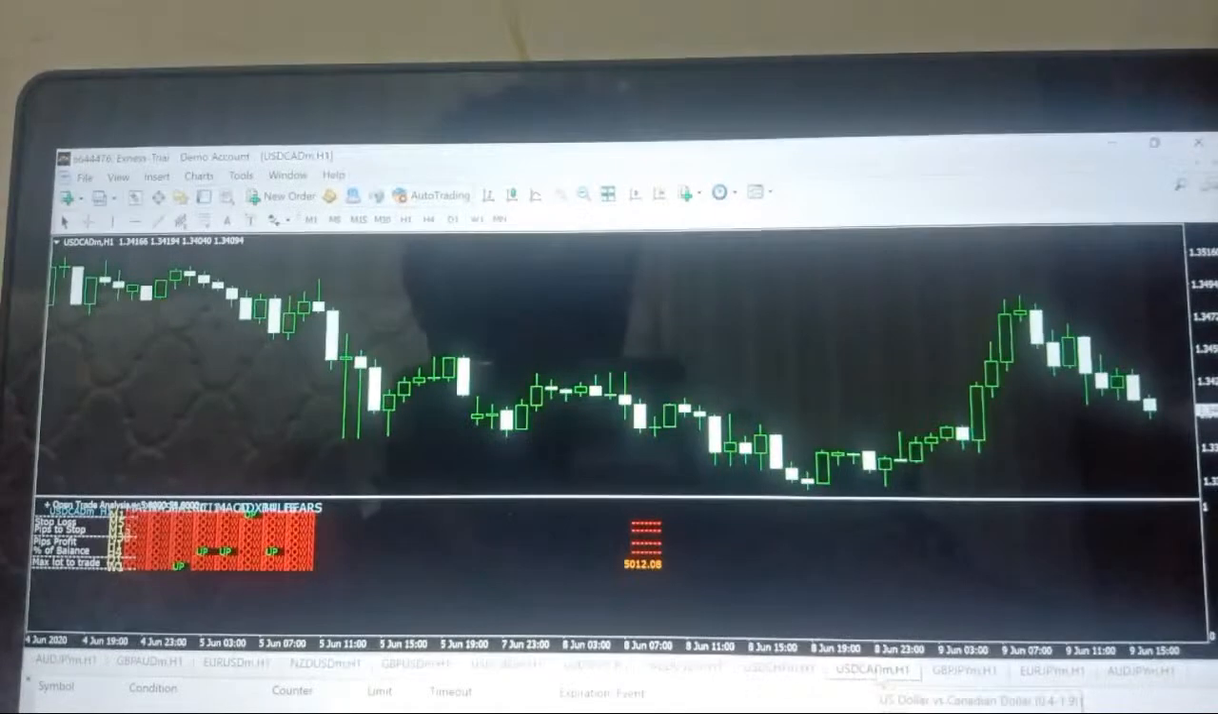Next we have USD Canadian dollar. If you look at the USD Canadian dollar, guys, you can see most of the data is showing us the downward trend, and the market is making the downward pattern.